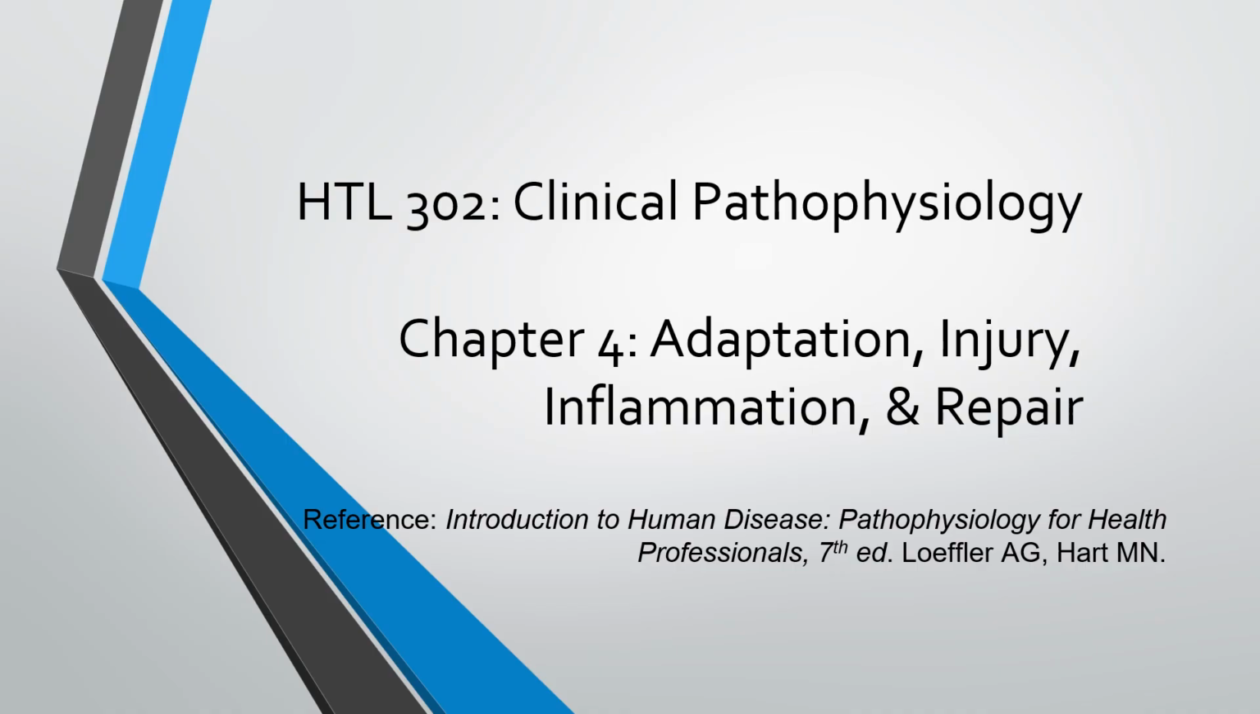And as histotechnologists, this chapter matters because these processes are not just theoretical. They directly affect what tissues look like, how they stain, and sometimes how cranky they are when they hit the microtome. So buckle up. Cells are going to adapt, fail, panic, clean up after themselves, and sometimes scar permanently, just like people.